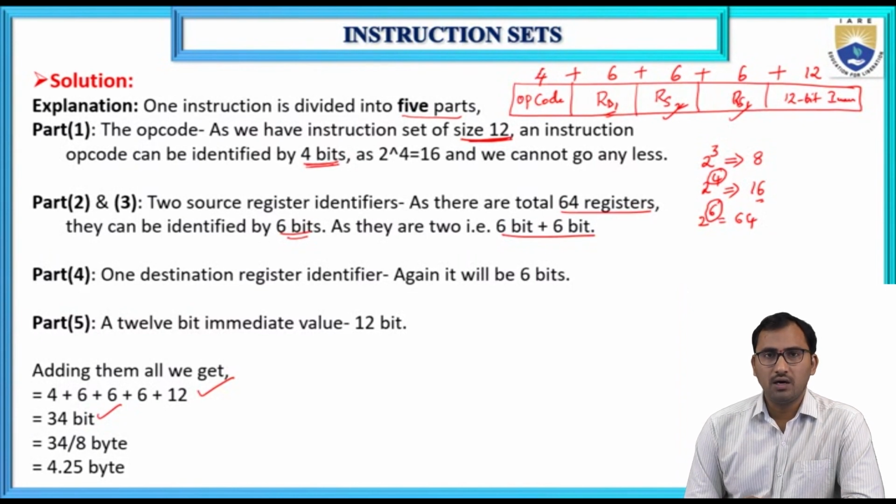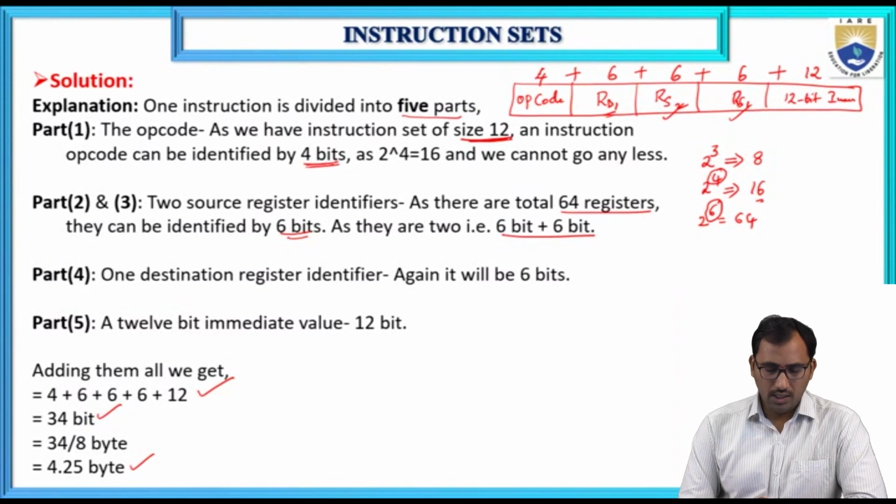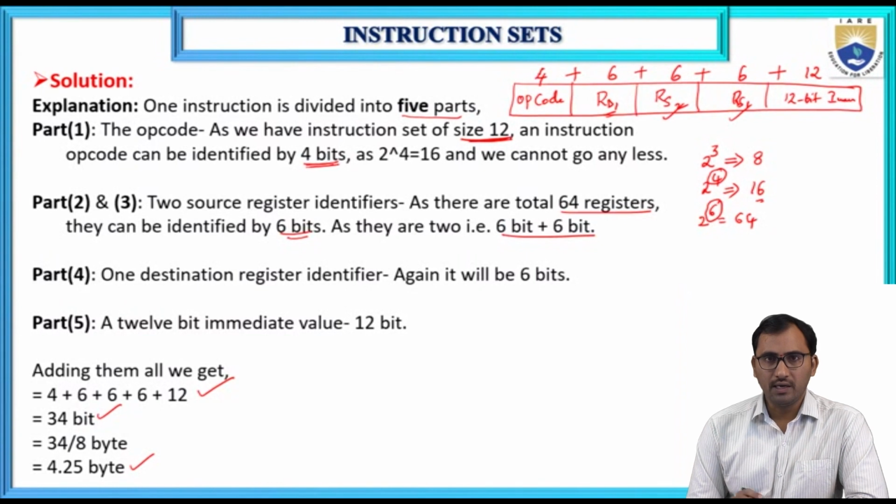But the instructions are stored in memory as bytes. So we have to divide this number of bits by 8 to get it in the form of bytes. If you divide 34 by 8, you will get 4.25 bytes. We cannot store 4.25 bytes in memory, because instructions are stored in a byte-aligned format. Byte aligned means we take it to the nearest higher integer value. After 4.25, the next integer value is 5. So every instruction takes 5 bytes.